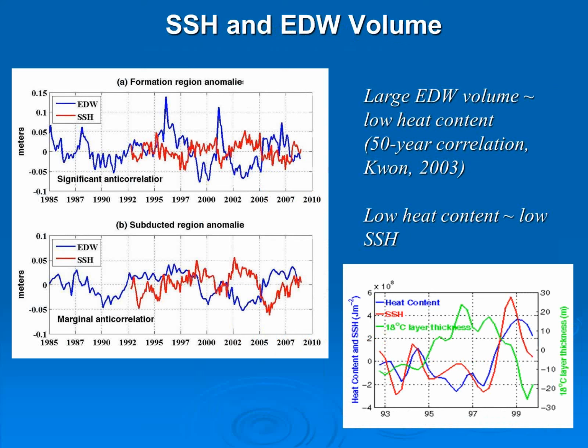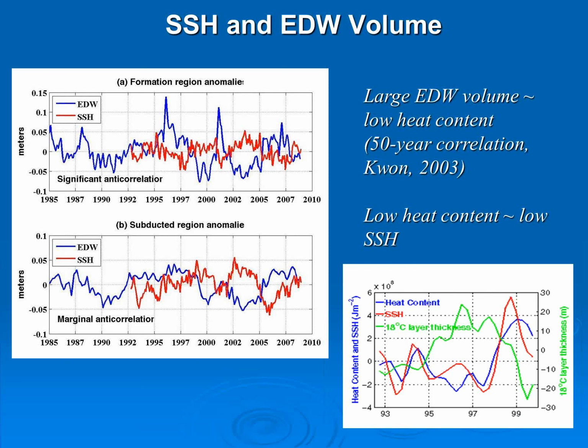So similar to what was found before, if we look at the EDW volume and the SSH as a proxy for heat content, we see this anti-correlation between EDW and heat content, indicating, in both formation and subducted regions, that the EDW is a deficit of heat reservoir.